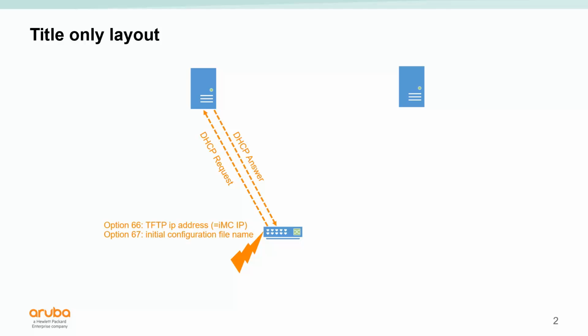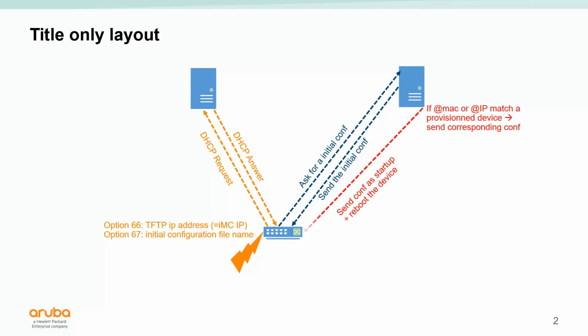Okay, next step. Now the device knows the IP address of iMC and the initial configuration file to download. So it asks for this initial file from iMC, and iMC sends this initial configuration file. At the end, if the MAC address or the IP address of the device matches a rule in iMC to provision a full configuration, iMC will send this corresponding full configuration to the device. And at the end, iMC will restart the device with the new full configuration. Okay, so now let's show how we configure this.